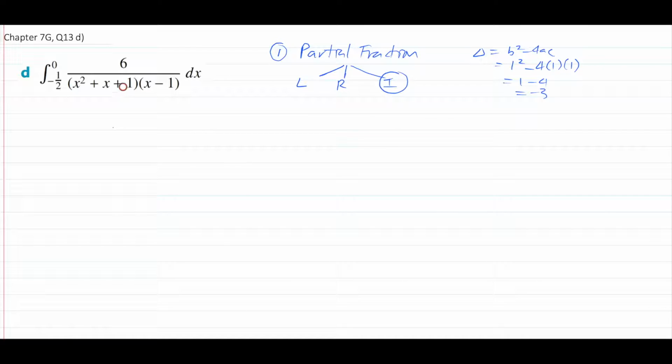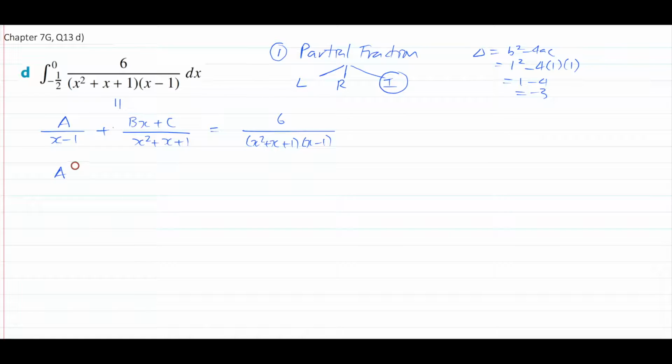How would you convert this into the partial fraction? Well, the formula is over here: A over the linear factor, which is x minus 1, plus bx plus c over the irreducible quadratic factor, which is x squared plus x plus 1, okay? And of course, the goal is to solve for a, b, and c. This is going to be equal to our original function over here. I'm just going to rewrite it here: 6 over x squared plus x plus 1 times x minus 1. So let's go into solving a, b, and c first before we can actually start anti-deriving.